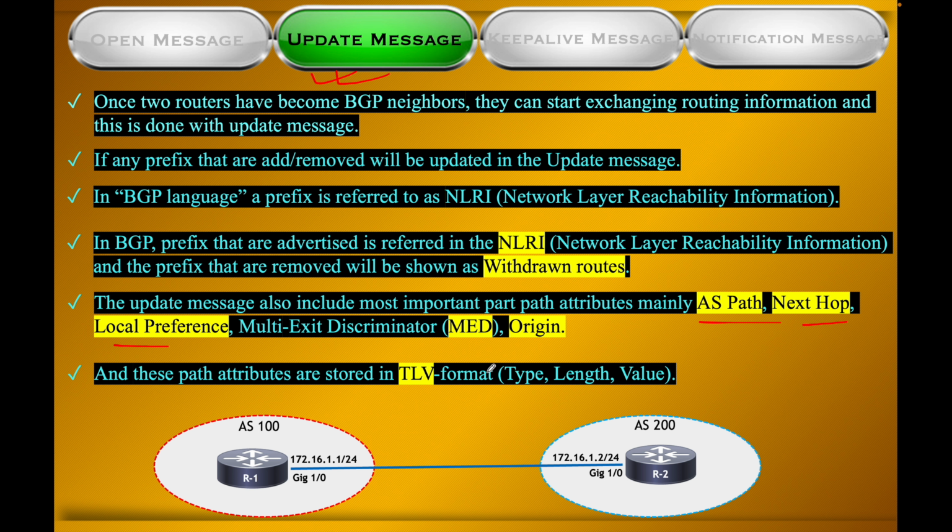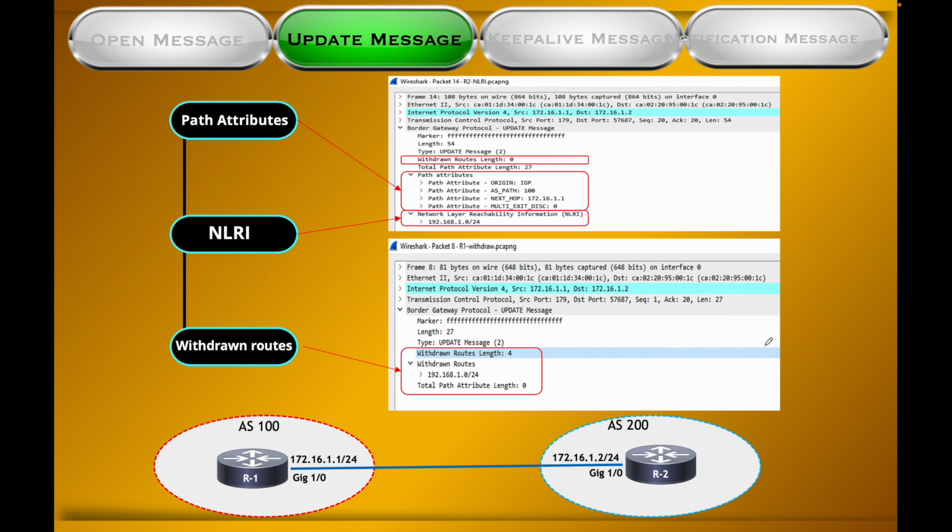And one very important thing, these path attributes are stored in TLV format, that is type length value format. Now how do I check all this? Again, I have captured the packet using Wireshark, where you can see what I did. I initially added one route, 192.168, as I told you, and then I removed it. Now let's see what happened here.